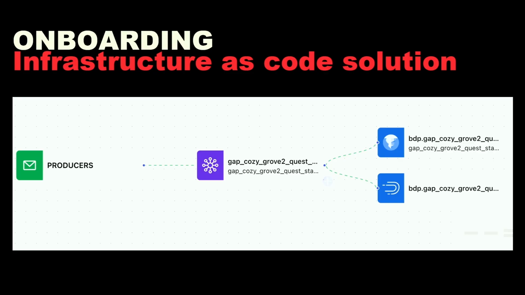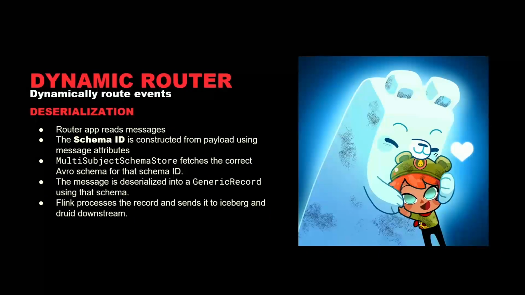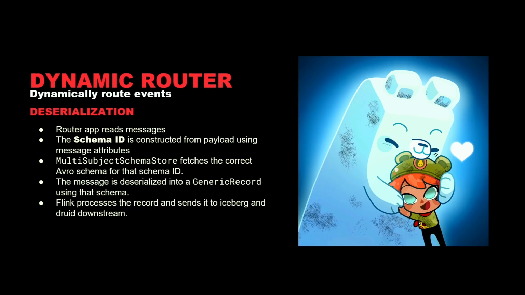Okay, so let's move on to the next component. So the second major component that I want to talk about is a primary Flink application that processes all of the guest events and routes it to these automatically created Kafka topics.